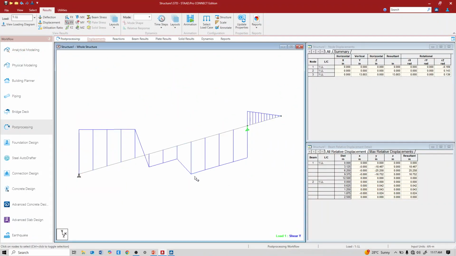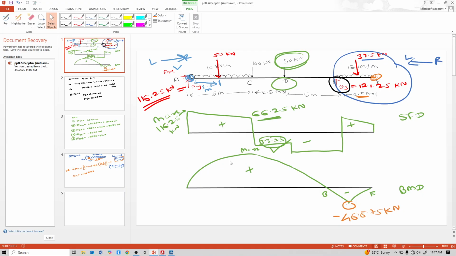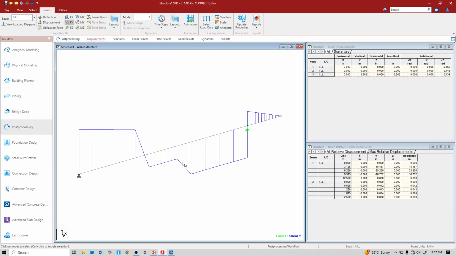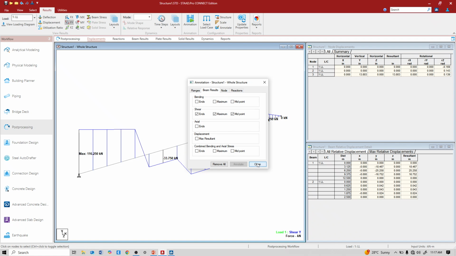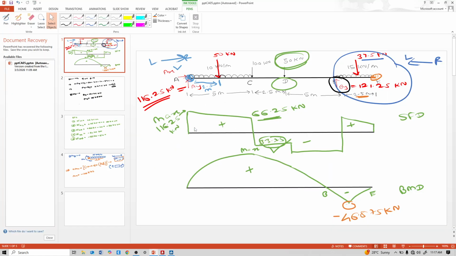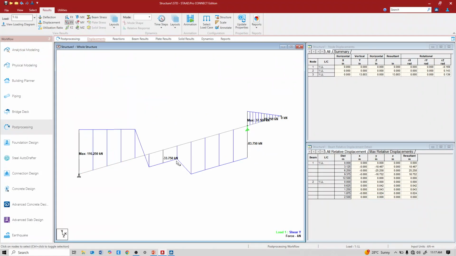Let's see this line, white shows incline. Okay, here white is incline. Let's see values. Annotate, close. 116.25, 66.25, 33.75, 37.5. That means it is correct.